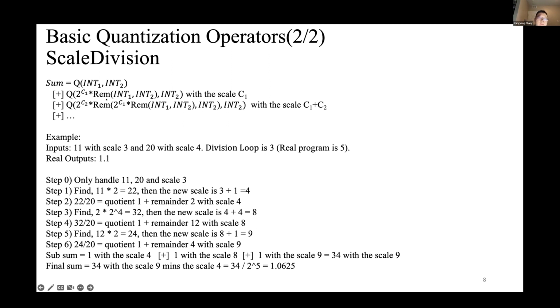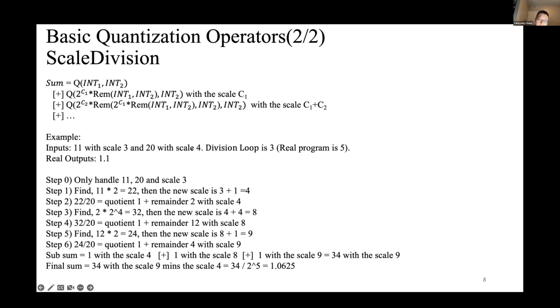I think it's a little bit hard to present, so I gave an example over here. For example, we have 11 with scale 3 and 20 with scale 4, and our division loop is 3. It means we will only do 3 quotients here. So the real output value should be 1.1. In other words, 11 over 2 to 3 divided by 20 over 2 to 4 should be 1.1.